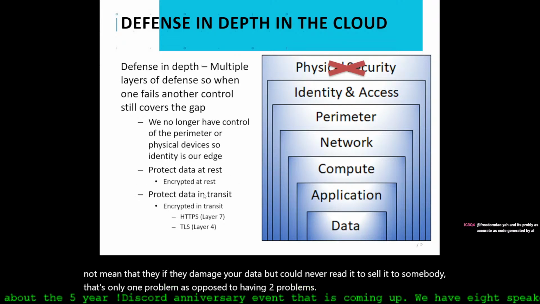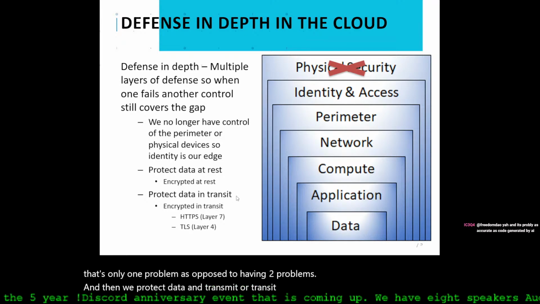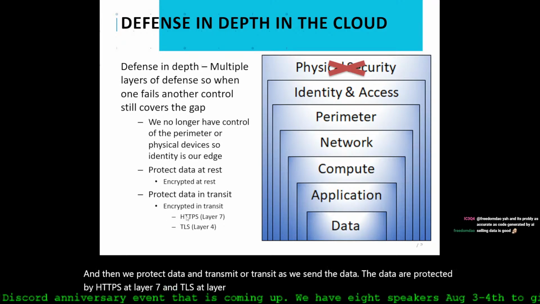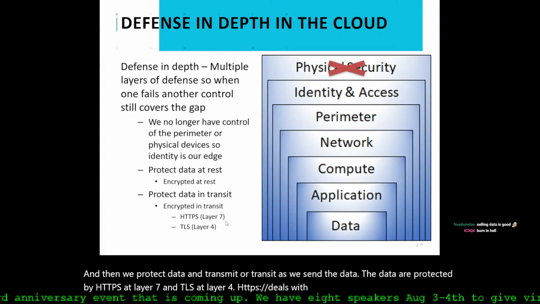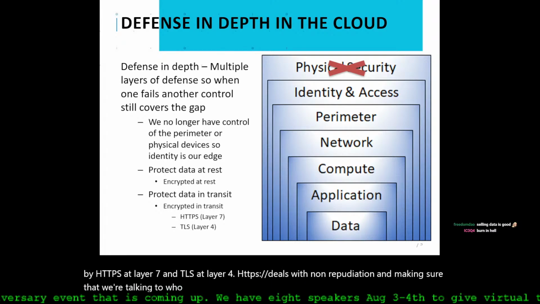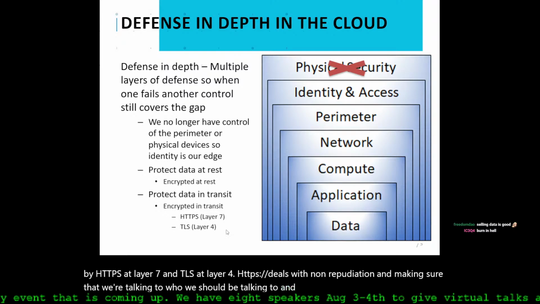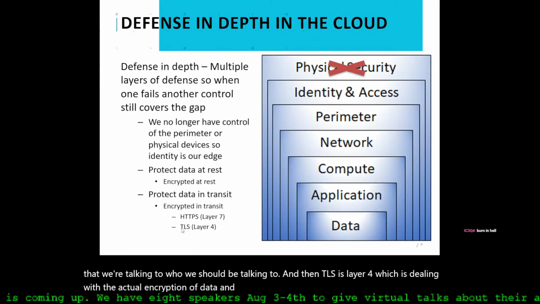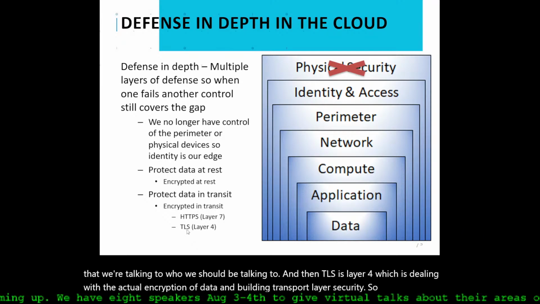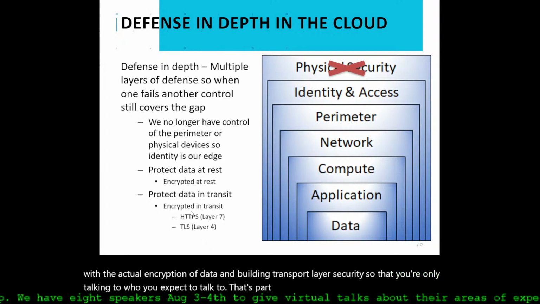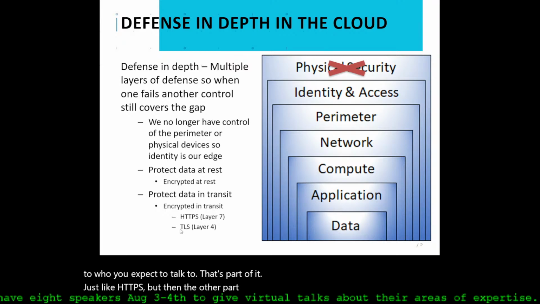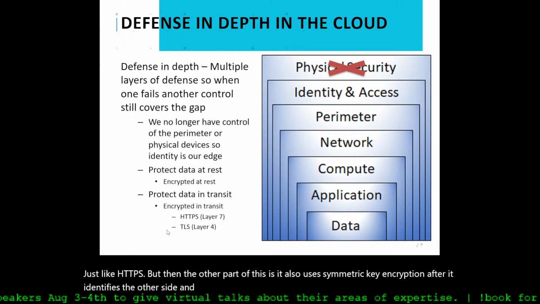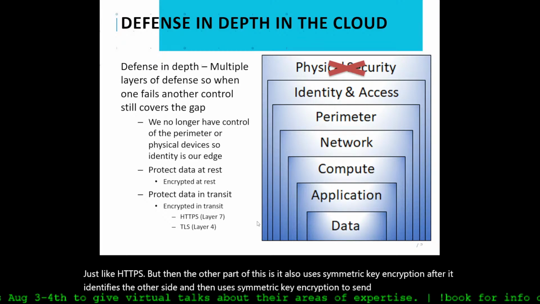And then we protect data in transit. As we send the data, it is protected by HTTPS at layer 7 and TLS at layer 4. HTTPS deals with non-repudiation and making sure that we're talking to who we should be talking to. And then TLS is layer 4, which is dealing with the actual encryption of data and building transport layer security so that you're only talking to who you expect to talk to. That's part of it, just like HTTPS. But the other part is it also uses symmetric key encryption after it identifies the other side, and then uses symmetric key encryption to send data. All right? So there we go.